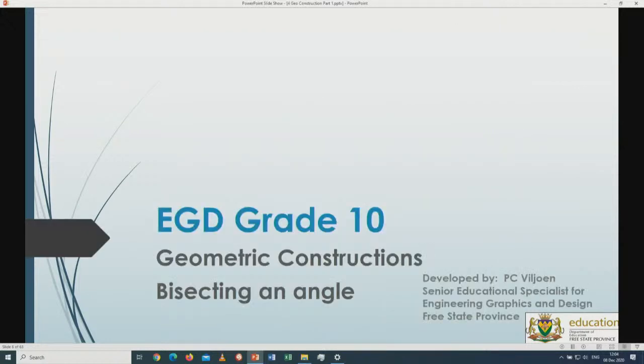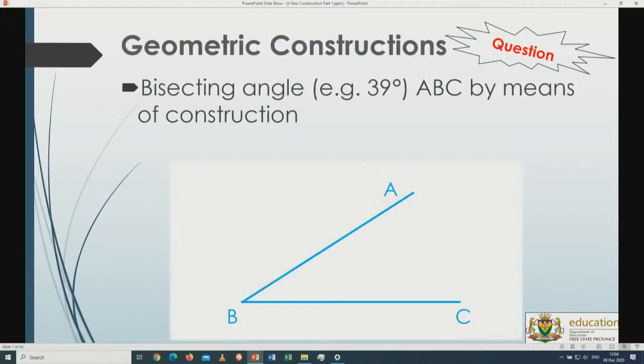Now with the bisecting of an angle, the examiner is giving you an angle and telling you, listen here, this one is 39 degrees, and I'm not sure what the halfway mark is. Again, I can use my protractor to get the degrees, and get the halfway by means of calculation, and then find the midpoint of this angle. But the examiner is asking by means of construction. So I have to use my compass and construct the halfway of this angle itself.